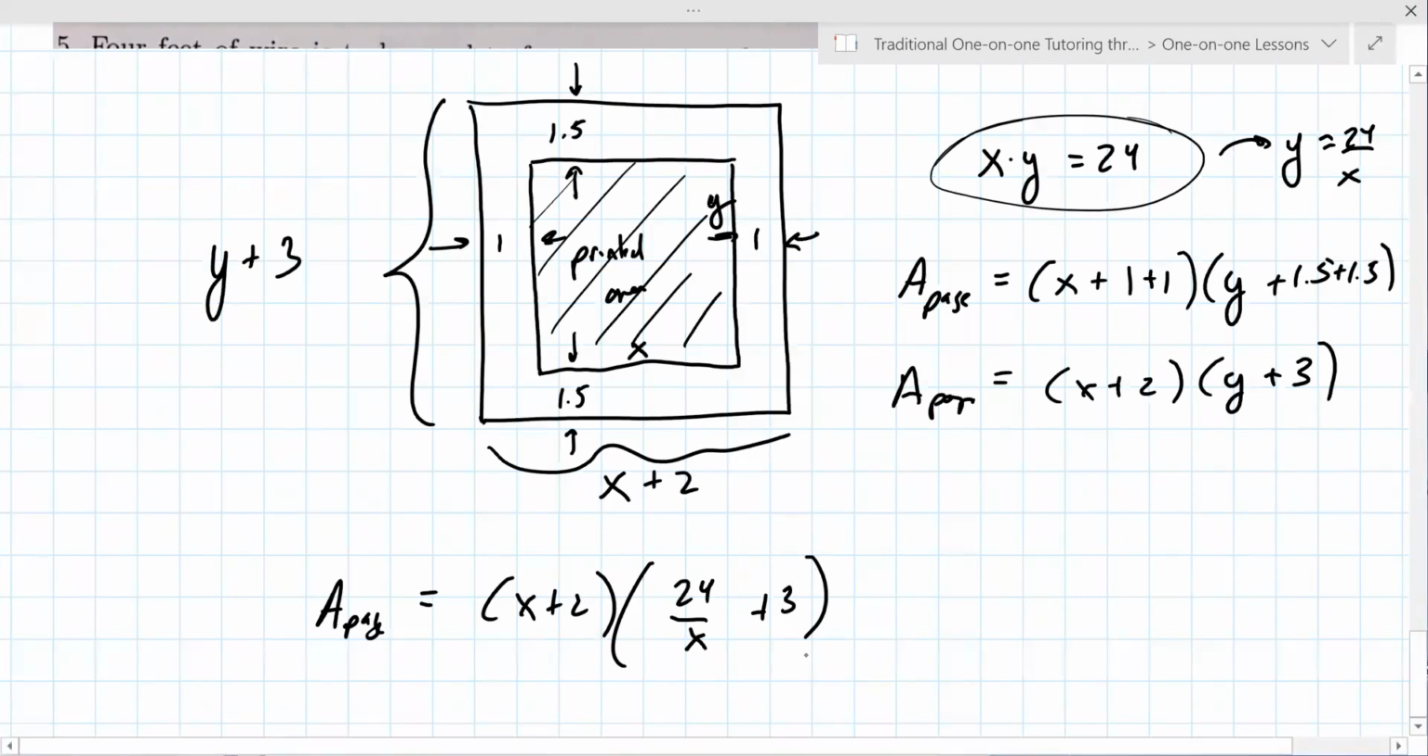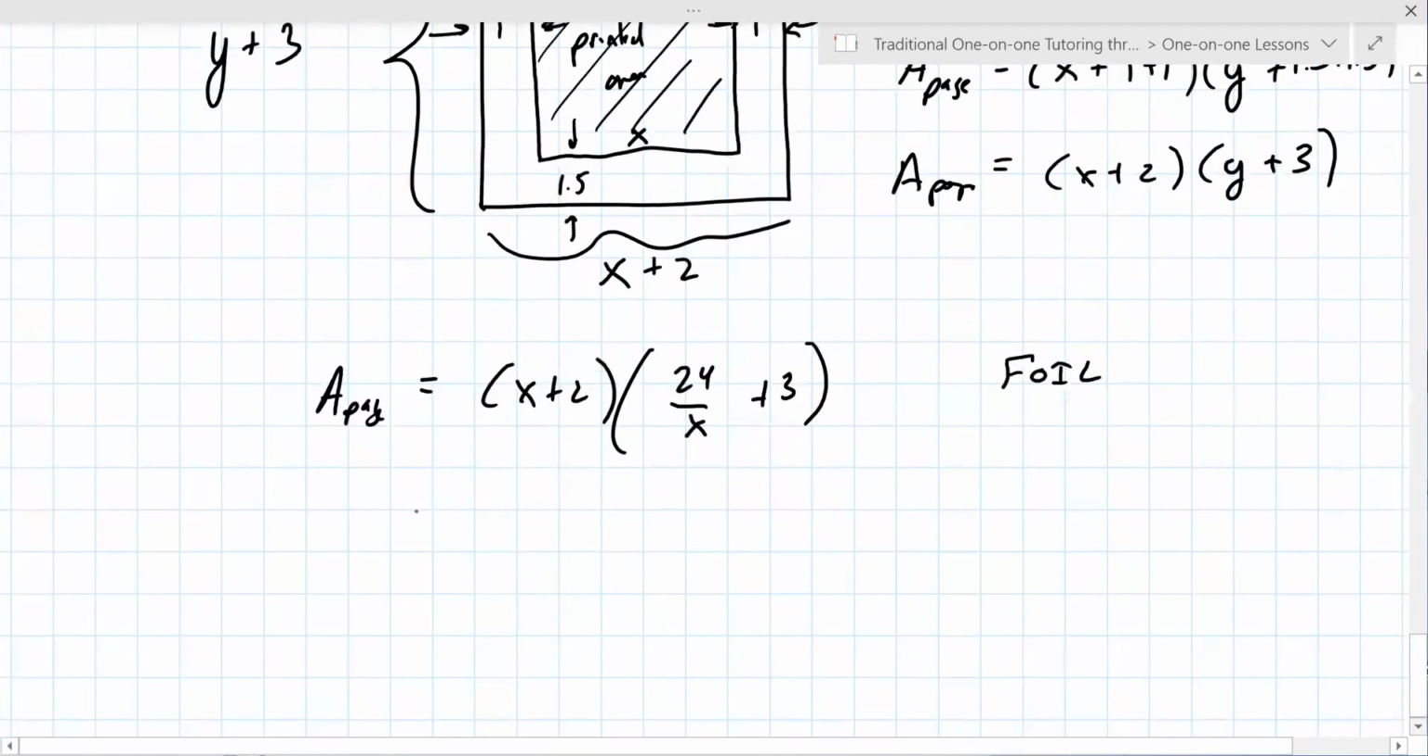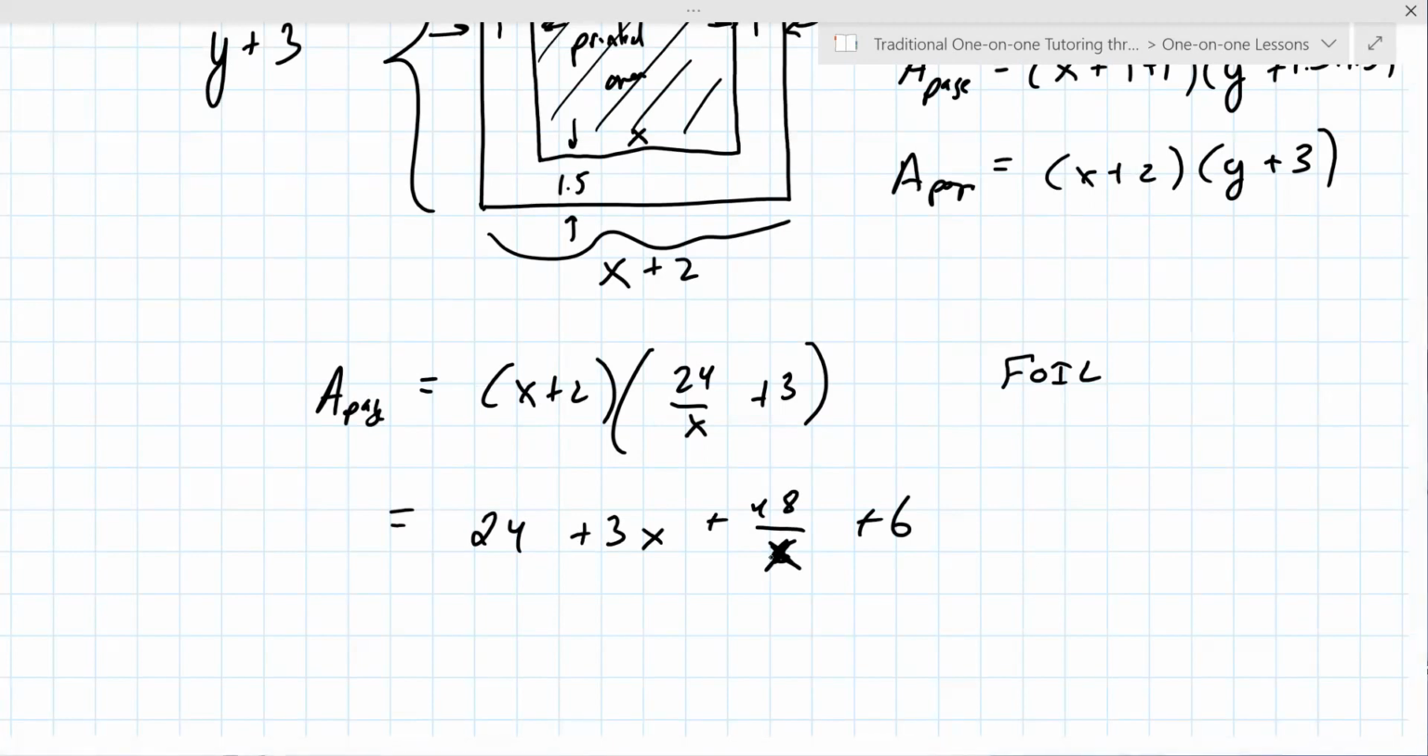So the derivative of this, you can do product rule, but it's better to FOIL first. It ends up being a little bit faster. So you end up getting 24 plus 3x plus 48 over x plus 6. That's an x. Okay, so now take the derivative of this line, A prime. You want me to do it? Yes.